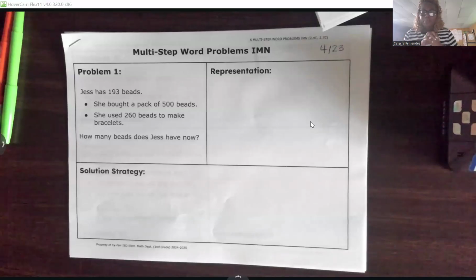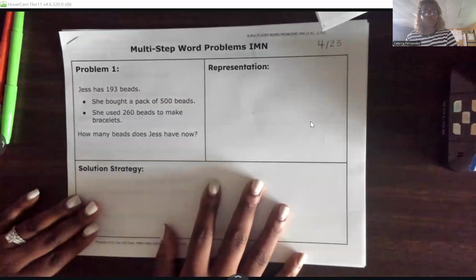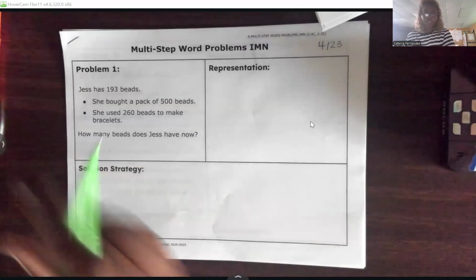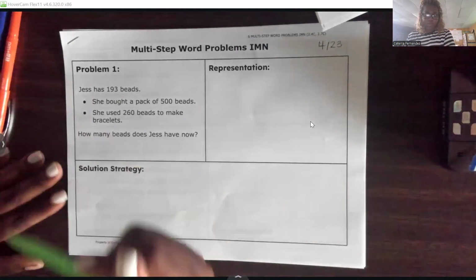All right. Okay, parents, we are doing multi-step word problems in math. So I'm going to show you what we did in class today and walk you through how to do it at home. Your child was sent home with the same exact paper, so they're more than welcome to practice it again and change the numbers. The first thing I tell them to do is read the problem one time.